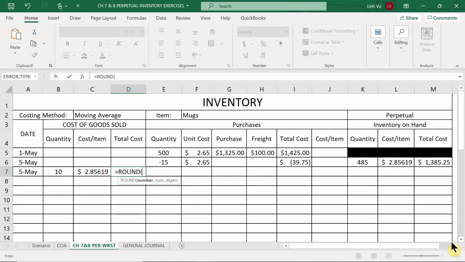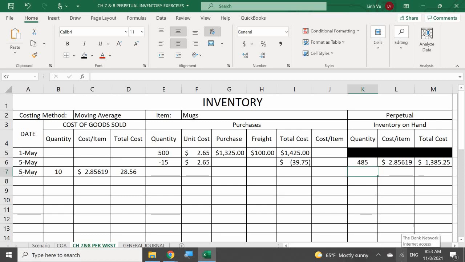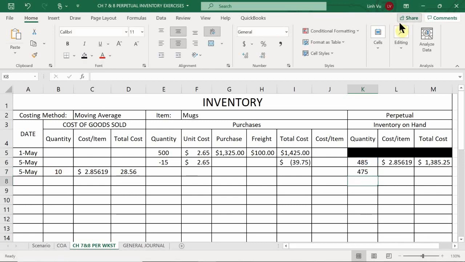So how much was my total cost of goods sold? $28.56. Yes, $28.56. So in this case, I'm going to update my inventory because I no longer have 485 units left. How much do I have now? 475. You have 475.